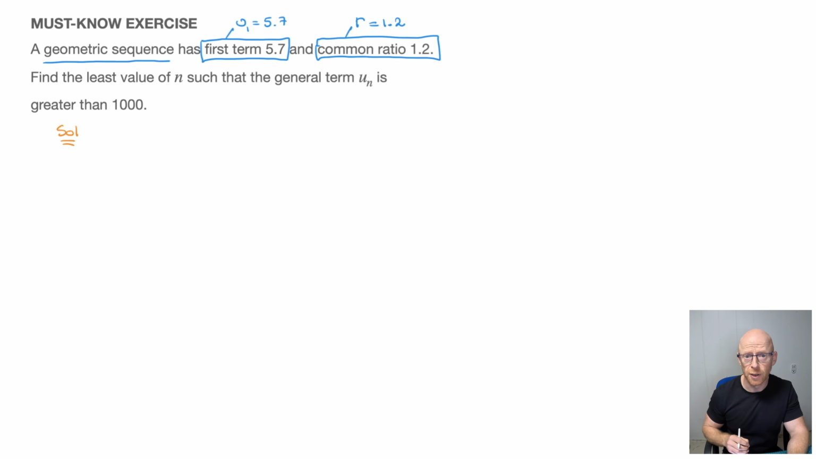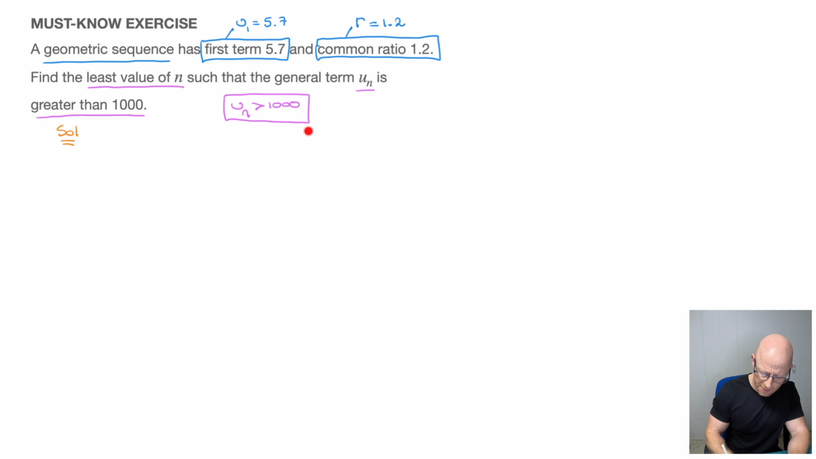The next thing I make a note of is the goal, or our target. In this case, we need to find the least value of n, so the smallest value of n, such that the general term u sub n is greater than 1000. Another way of putting all of that is we're looking for the first term in this geometric sequence which is greater than 1000, which is the same thing as figuring out which value of n leads to the general term, or nth term, being greater than 1000. I'll go ahead and box that. That's our target. We're going to have to solve this inequality.